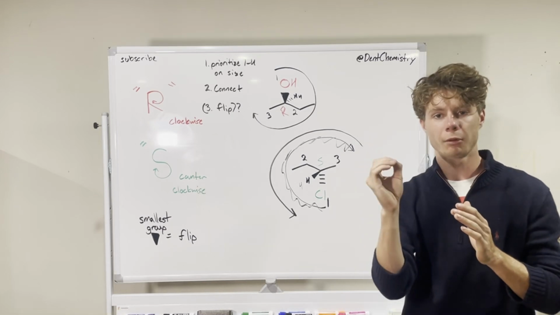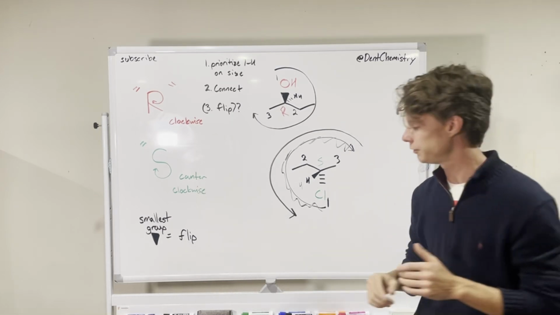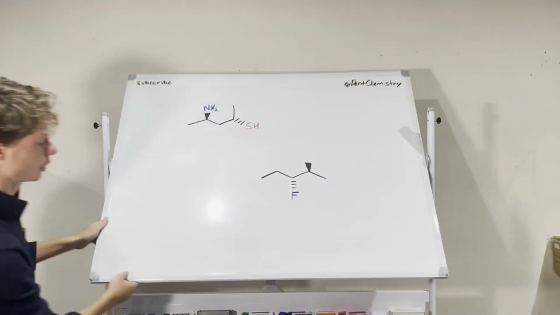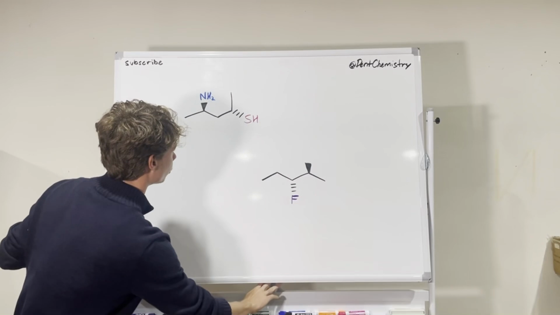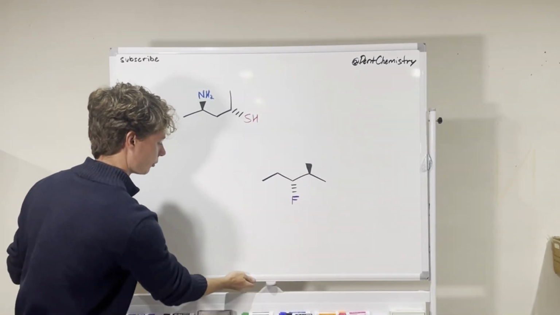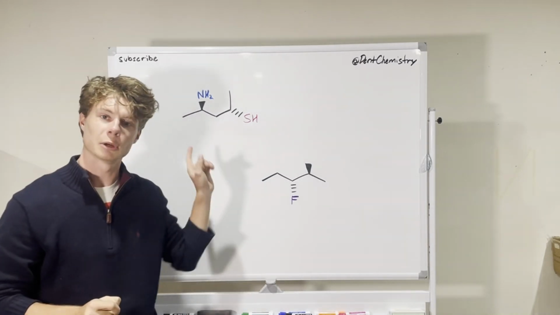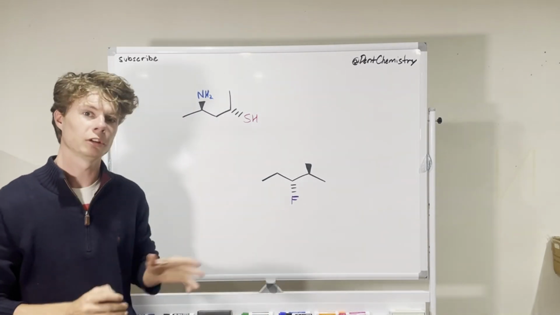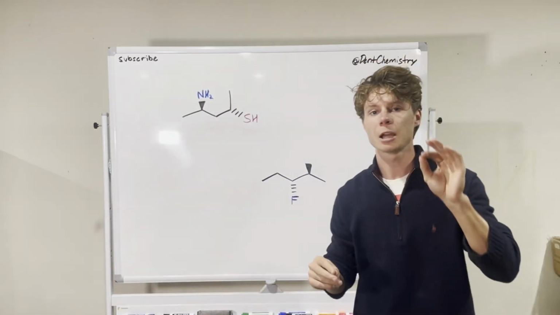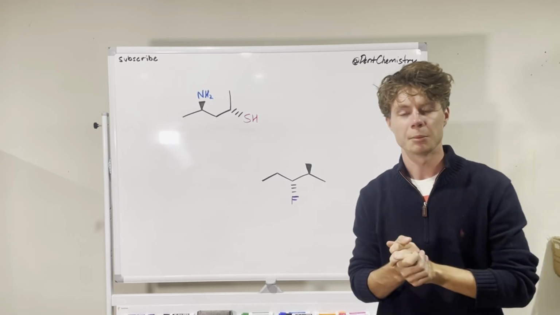Prioritize your groups, be comfortable with that. Draw your circle, draw your arrow, and flip it if necessary. And if you'd like more practice, then here you go. I'll make a video here shortly going over these so we can work them out together. Try them on your own, and then we'll go over them. Assign R and S to every single stereocenter in both of these molecules. Do that, and you'll ace it on the exam. You'll see it on the MCAT, DAT, and so on, and be prepared for it.